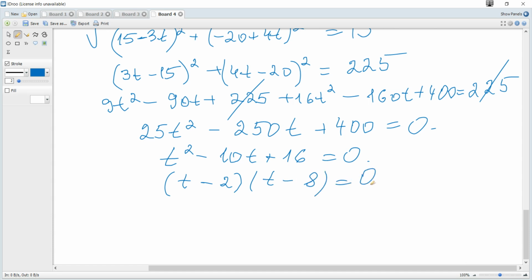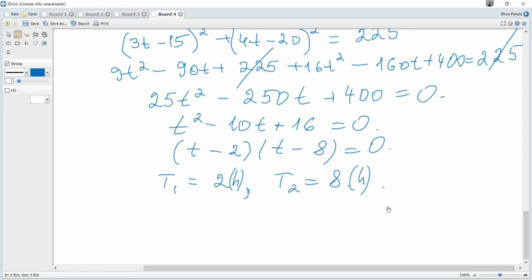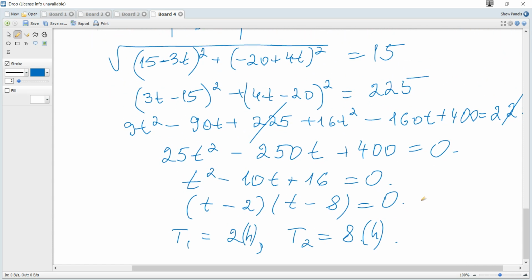It is equal to 0. Hence t1 is 2, and another solution is 8 hours. And that's all for this question.